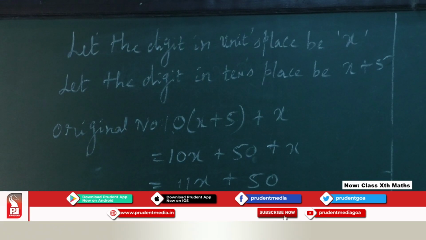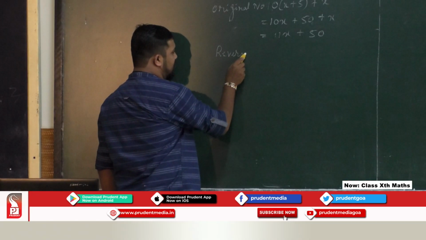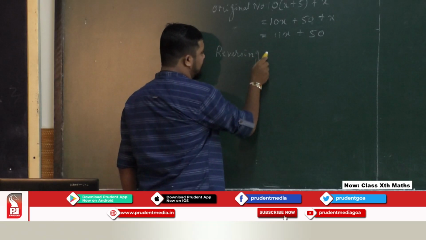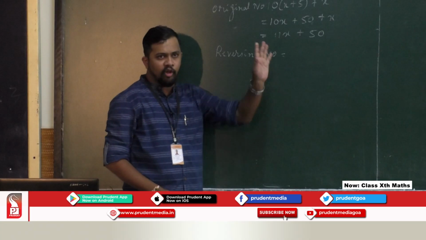Now what is the next thing he's saying? He's saying that 3 times the number is equal to 8 times the number with reversed digits. Reversing means interchanging the digits. That means I have to find out what is the reversed number here. So I am finding the reversed number now. Don't write the reversed number as 50 plus 7x. It is not that way.